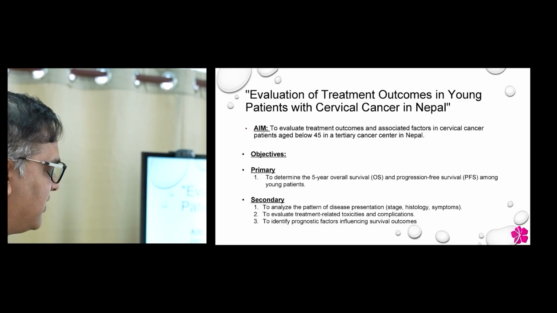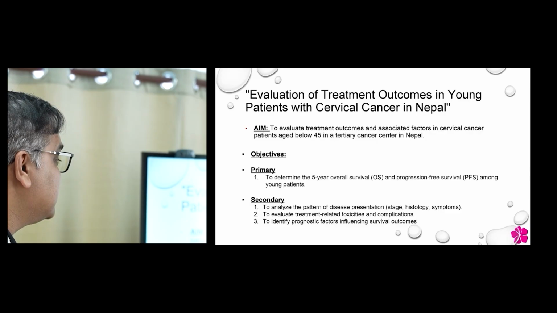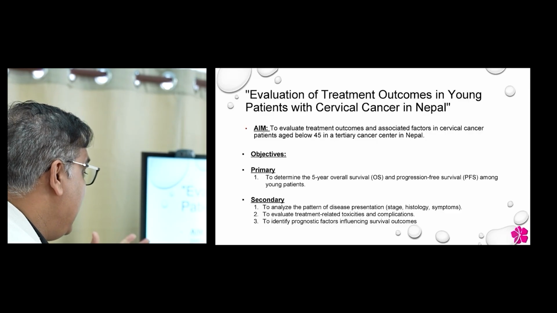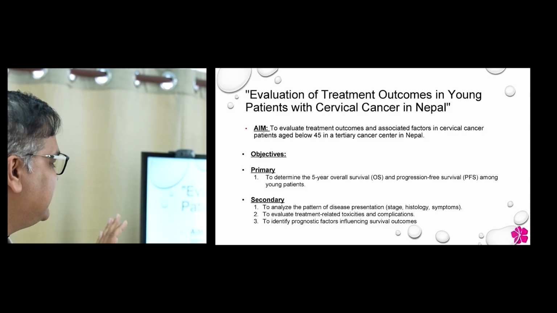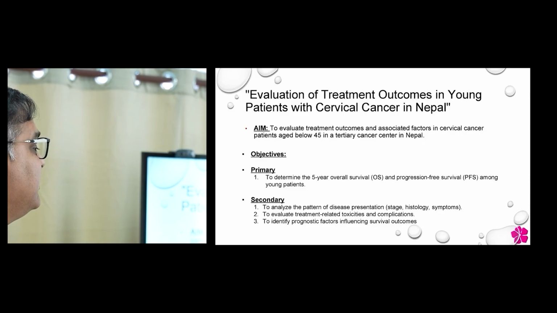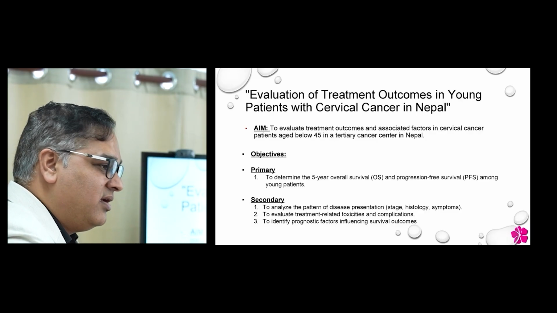So suppose this is a research we are planning: evaluation of treatment outcomes in young patients with cervical cancer in Nepal. So the aim is to evaluate the treatment outcome and associated factors in cervical cancer. This is just an example. Patients aged below 45 years in a tertiary cancer center. So the aim, you see, is very broad.